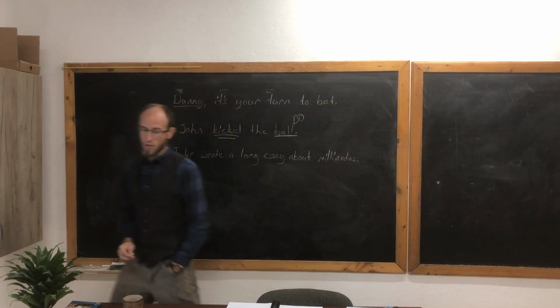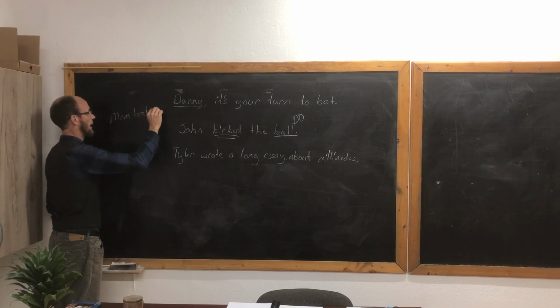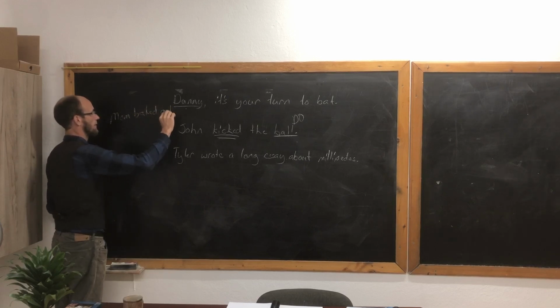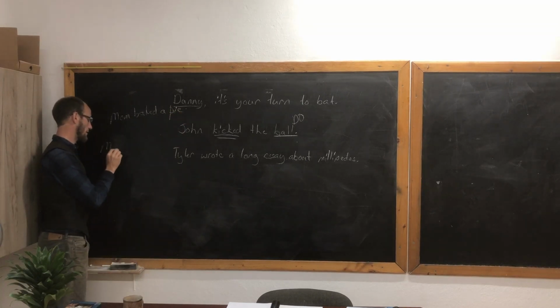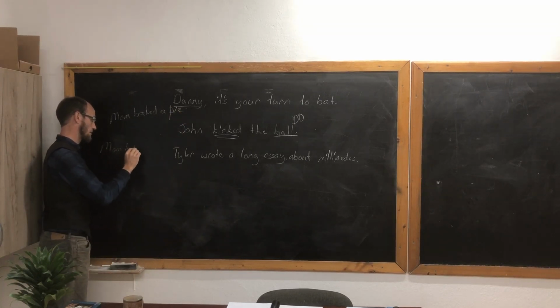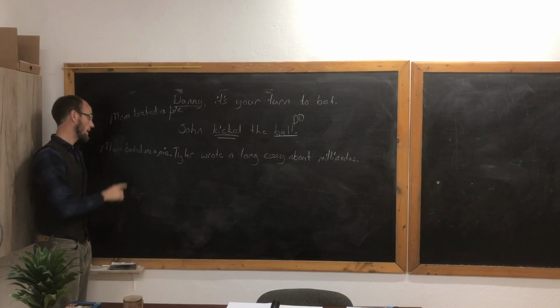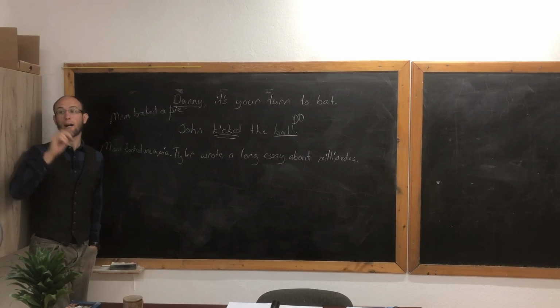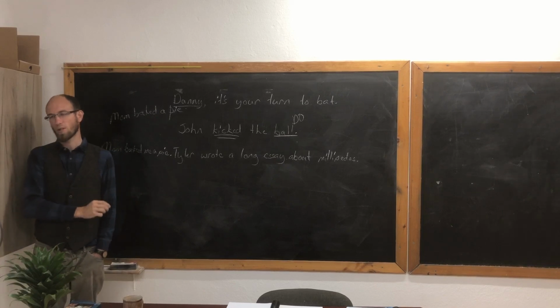A very nice sentence that I like to use many times is, Mom baked a pie. What's the direct object? Pie. Now look at this. Mom baked me a pie. What's the direct object? Me? Mom baked me? Pie. So this is very important. The direct object is what directly receives the action.